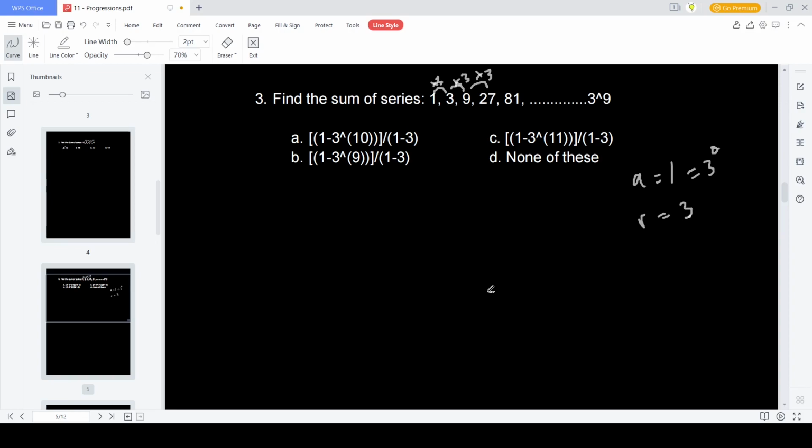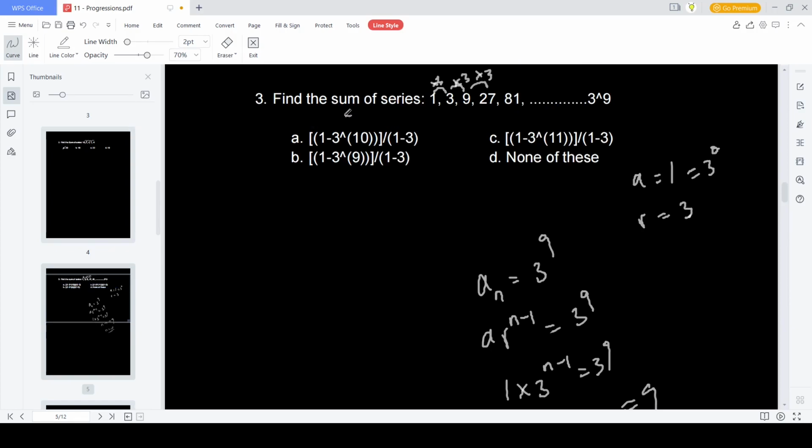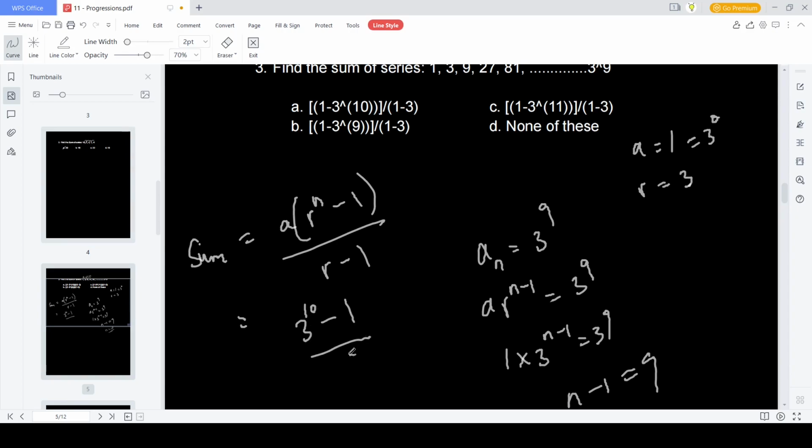And the nth term we have to find. An is equal to 3 power 9. The formula is an equals a into r power n minus 1, which is 3 power 9. So a is 1, into 3 power n minus 1 equals 3 power 9. Hence n minus 1 equals 9, n equals 10. So if n equals 10, the sum of the terms in a GP is given as a into r power n minus 1 by r minus 1. Here a is 1, r is 3, n is 10, so 3 power 10 minus 1 by 3 minus 1. So that's the answer.